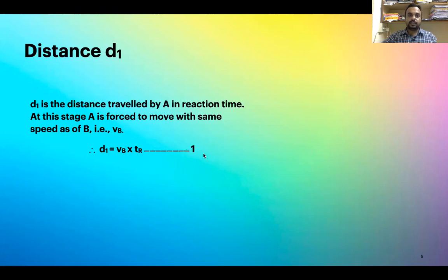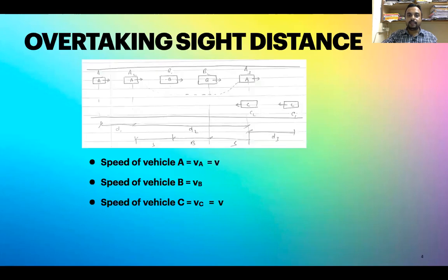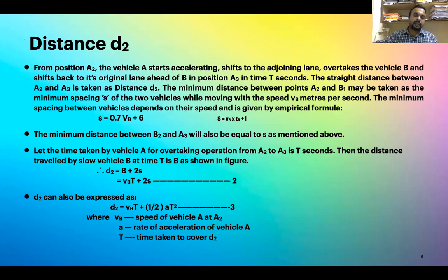Let us move forward to understand the calculation of D2. The D2 is the important parameter. Okay, so we will see stepwise how the distance D2 is calculated. Okay, if you draw this diagram on your notebook, it will be easier to understand. So see, the vehicle A moves from position A2, starts accelerating, shifts to the adjoining lane, overtakes the vehicle B and shifts back to its original lane ahead of B in position A3. In how much time? That time is taken as capital T seconds.